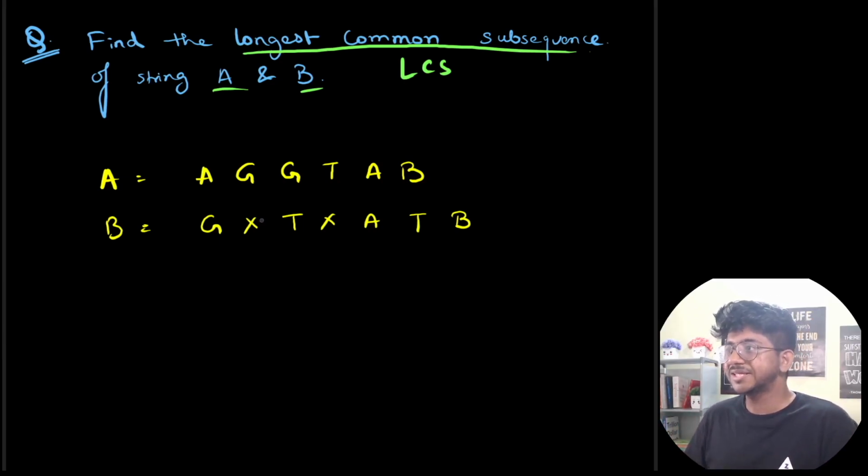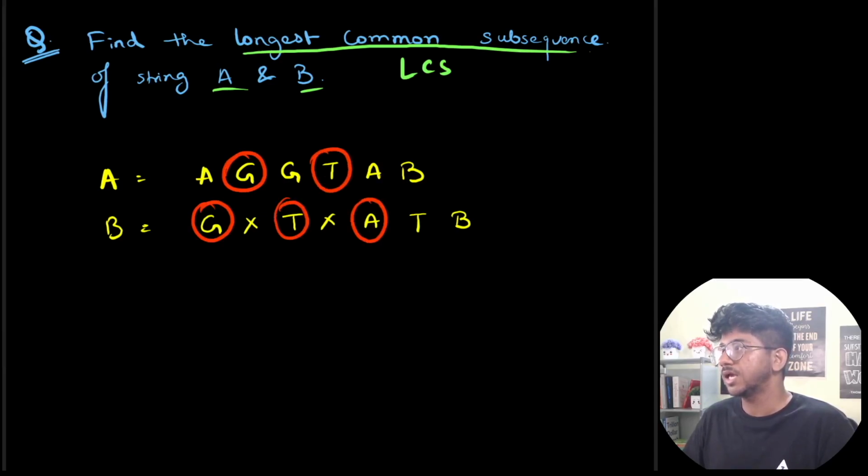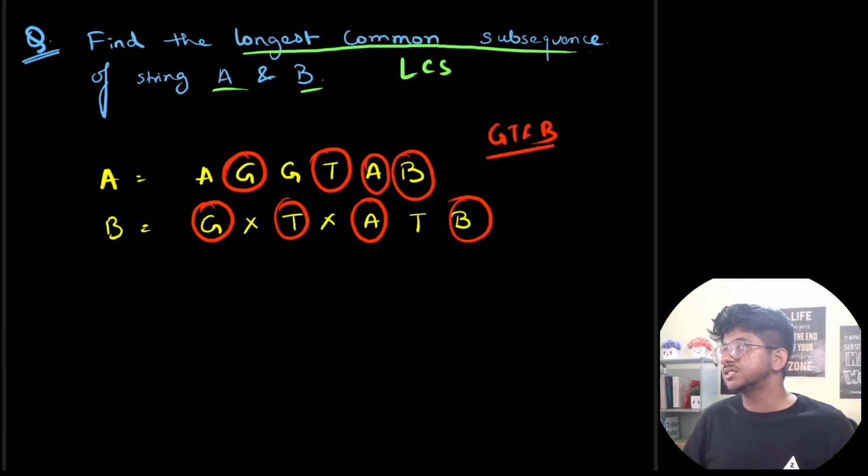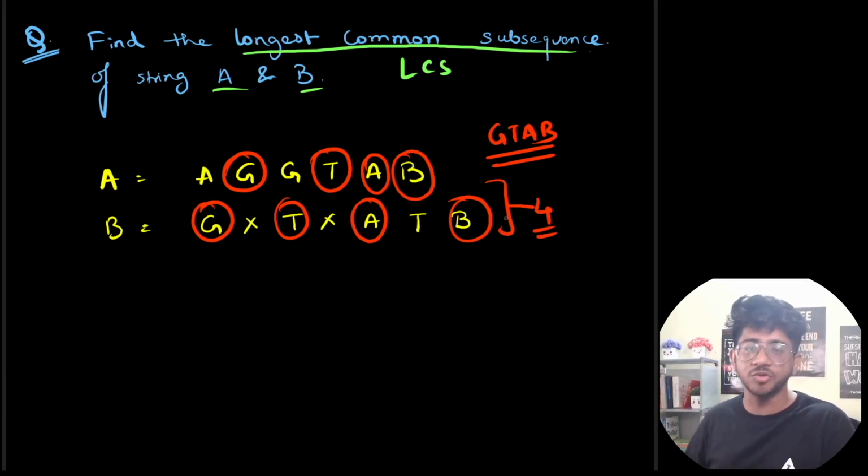So in this case, I can think of maybe G, T, A, B. So GTAB seems to be the LCS of these two strings that are given to us, A and B. So in this case the answer for LCS would be 4. We are interested in length, we can also print the solution if you want, very similar to what we had been doing earlier in printing solutions.